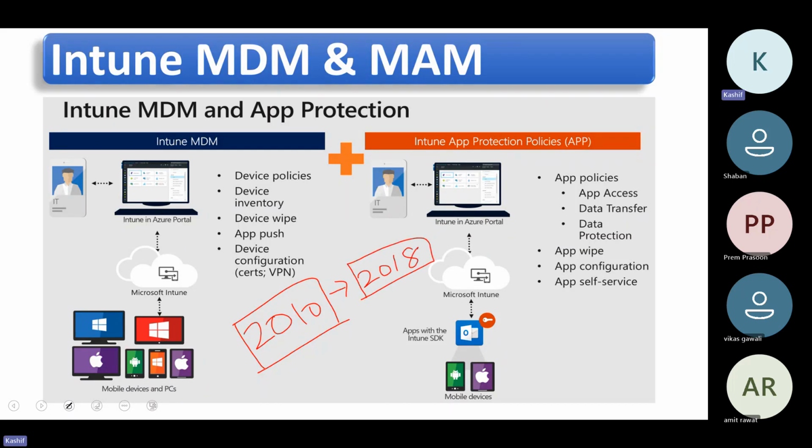It was not that great in the market because there were so many leading tools already available. AirWatch was there, BlackBerry was there, IBM BigFix was there. So many products were already there in the market. So it was struggling at that time. But from 2018, it started moving like a monster, and it accelerated during COVID time.